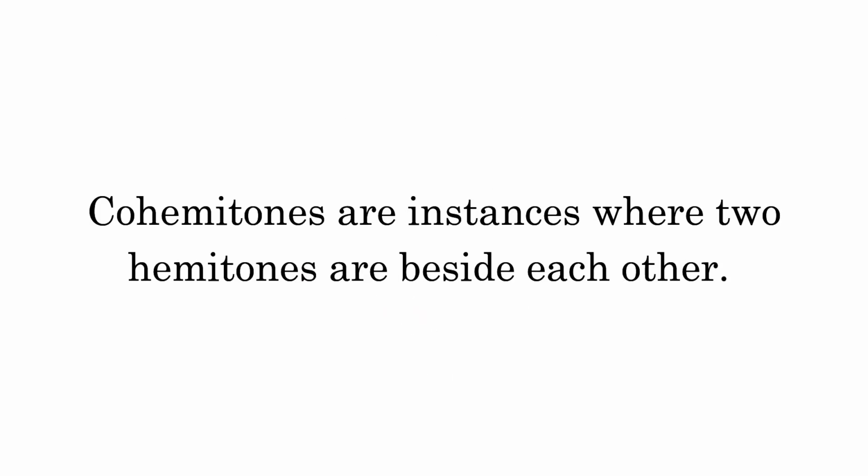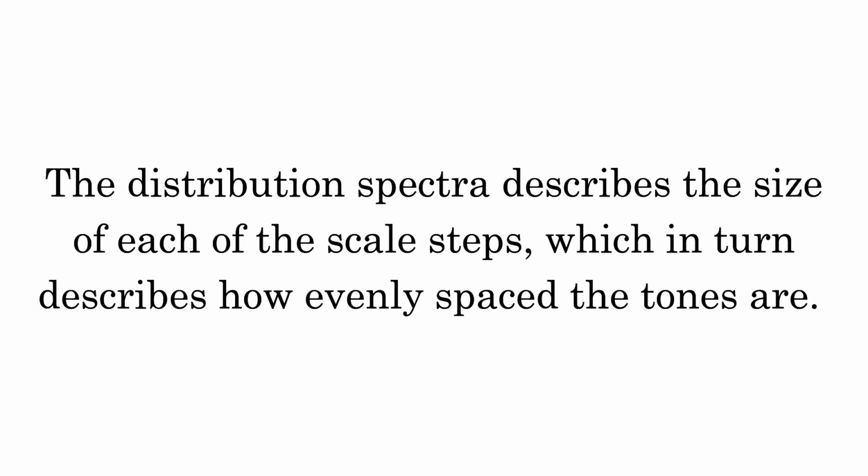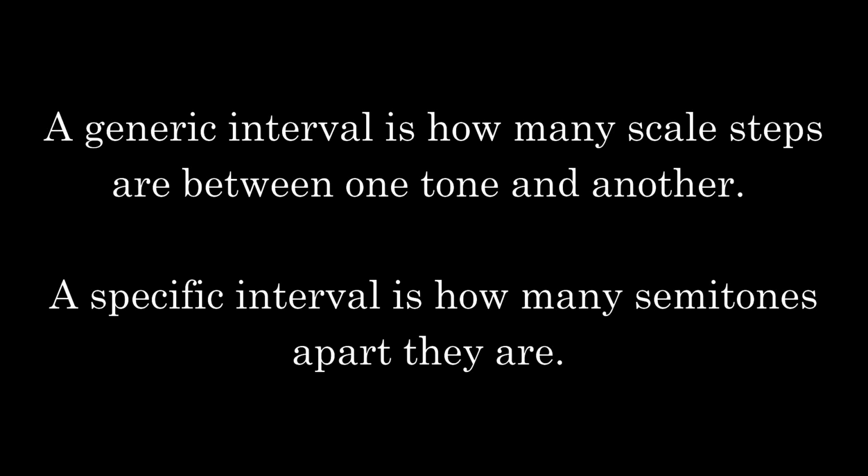Cohemitones are instances where two hemitones are beside each other. This scale has 3 cohemitones. They are at positions here, here, and here. The distribution spectra describes the size of each of the scale steps, which in turn describes how evenly spaced the tones are. A generic interval is how many scale steps are between one tone and another.